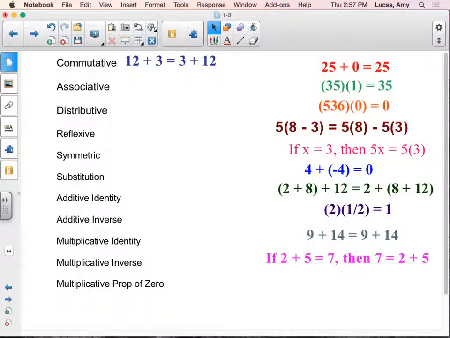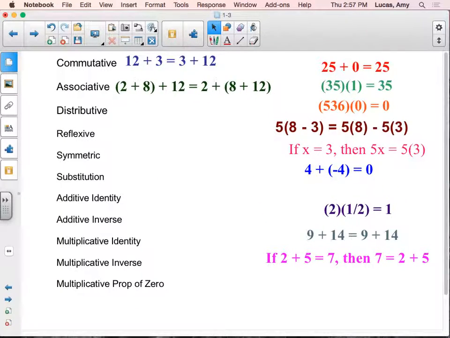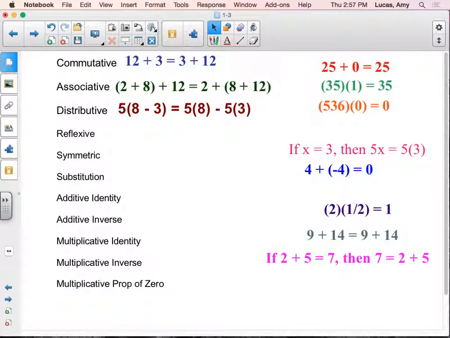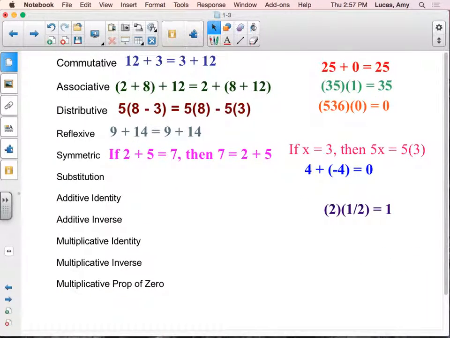So we've got the commutative property, associative property, and the distributive property that we just worked with. The reflexive property, your reflexes, when the doctor checks your reflexes, it's not intended to change anything. So the reflexive property looks exactly the same on each side. The symmetric property, symmetry, is like a mirror image. So symmetry is right here. If 2 plus 5 is equal to 7, then 7 is equal to 2 plus 5.